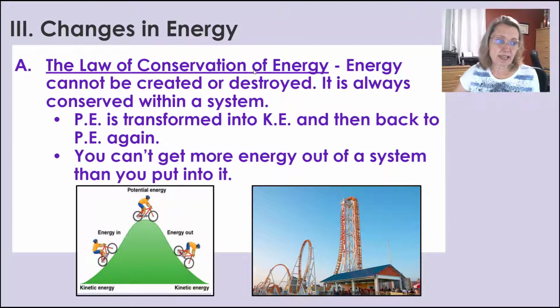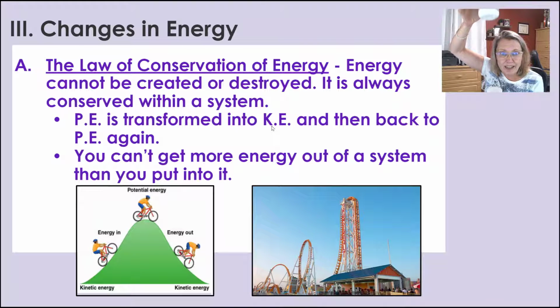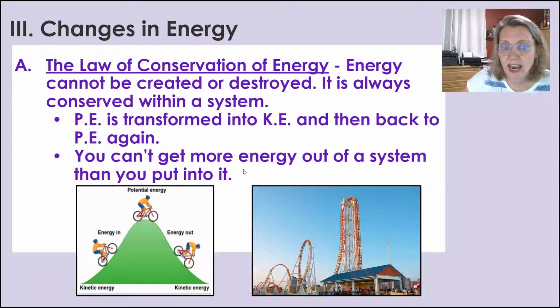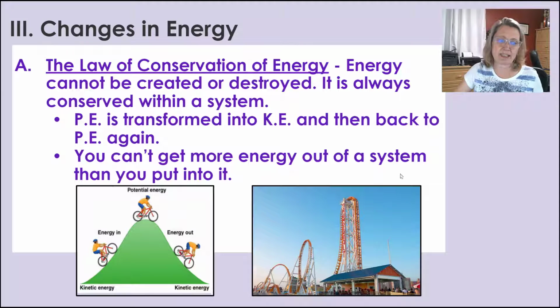So for instance, potential energy is transformed into kinetic energy. Just like I said, potential energy is when it's up here waiting, it's stationary, it's not moving, but as soon as I let go of it, it is changed into kinetic energy, and now it's moving. Once it stops again, it is back to potential energy. So it can transfer back and forth, but you don't get anything new in the system that you didn't have before. Let me just explain what a system is.